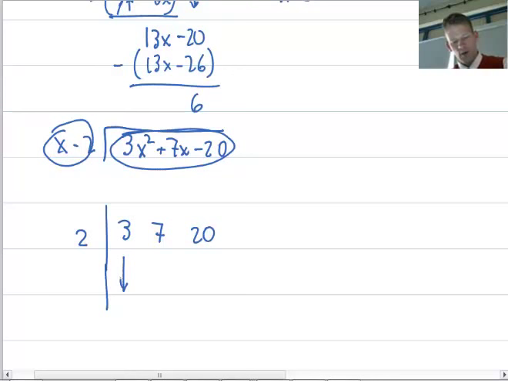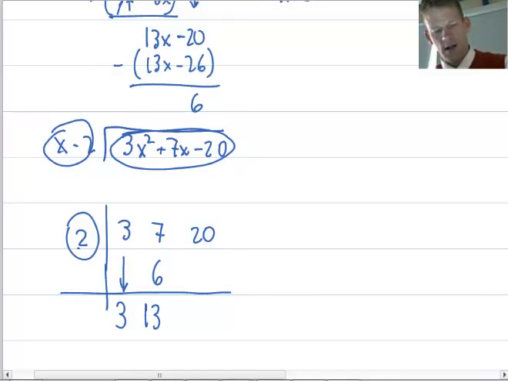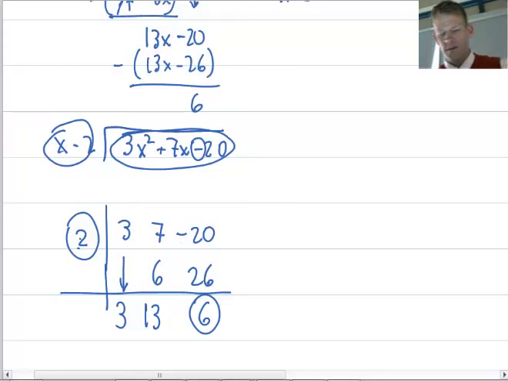Your first move is to bring down the 3. And then you multiply by the 2, and you put 6 over here. And then you vertically add. So we have 13. And now I'm going to multiply 2 by the 13, and I'm going to get 26. Now I notice I made a mistake when I copied this down. That should be minus 20. And as a result, I get 6 here, but this tells me a lot of important information that was much quicker than doing long division.